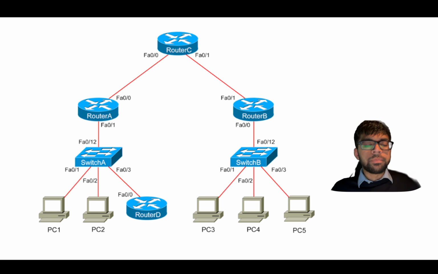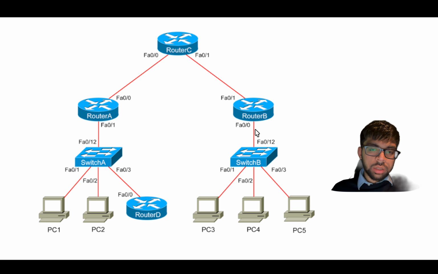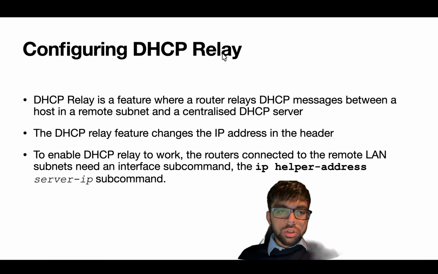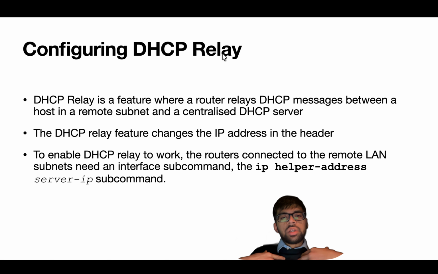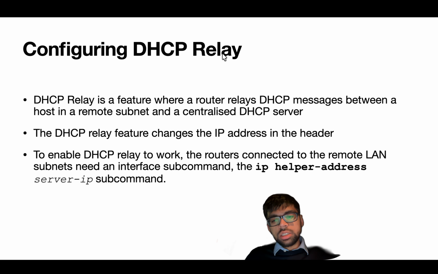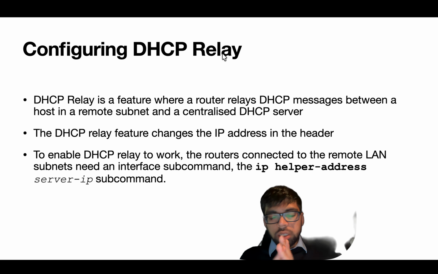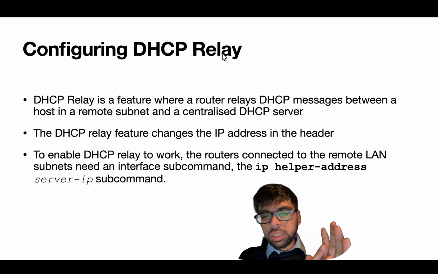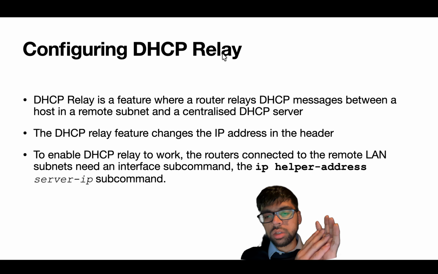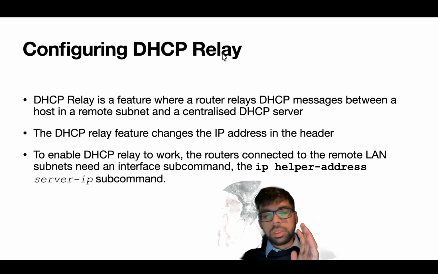Configuring DHCP relay. So we've got a lab now. We've got routers A, B, C, and D. Router A, router B, you've got 2 LANs coming out connecting to these routers, and then you've got router C here, which is connected off these 2. So let's look at DHCP relay. DHCP relay is a feature where a router relays DHCP messages between a host in a remote subnet and a centralized DHCP server. Like I said, it's basically acting as a middleman to relay that DHCP message from the host that doesn't have a DHCP server in its subnet to a DHCP server, right?